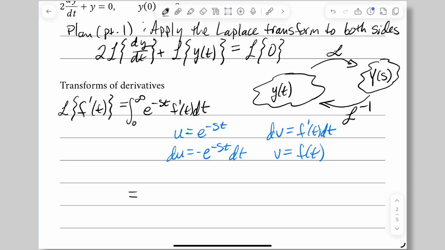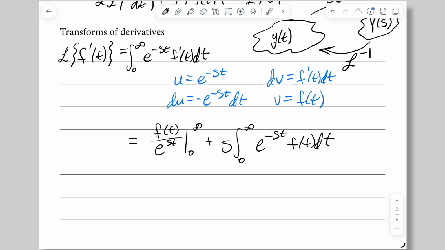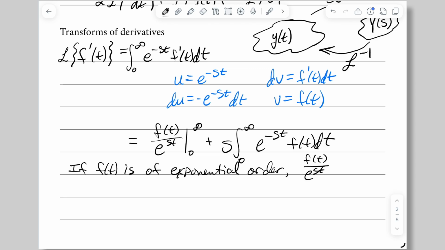Using our integration by parts formula, that's going to give us f(t) divided by e^(st) evaluated from 0 to infinity plus s times the integral from 0 to infinity of e^(-st) times f(t) dt. Now, if f(t) is of exponential order, then f(t) over e^(st) approaches 0 as t approaches infinity. So evaluating that at infinity gives us 0.